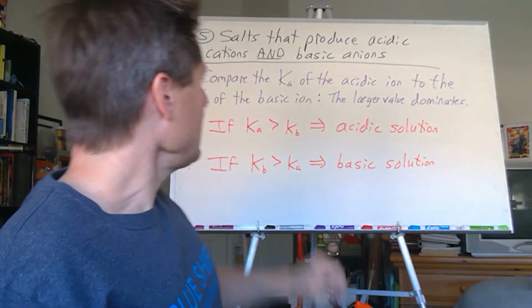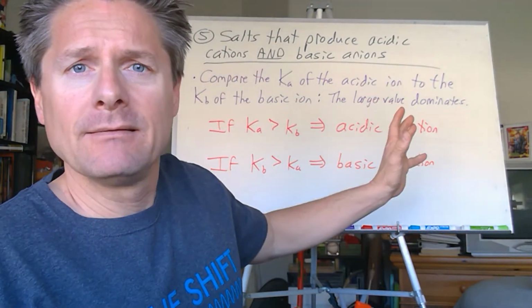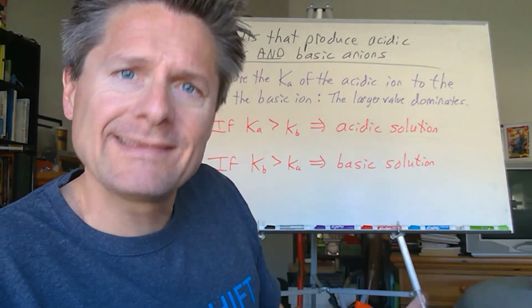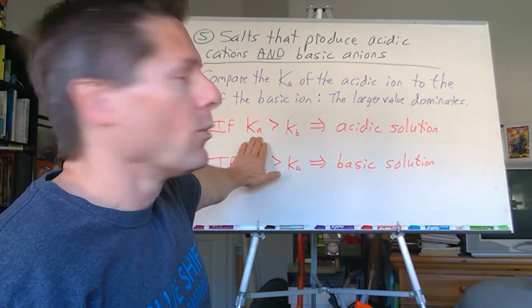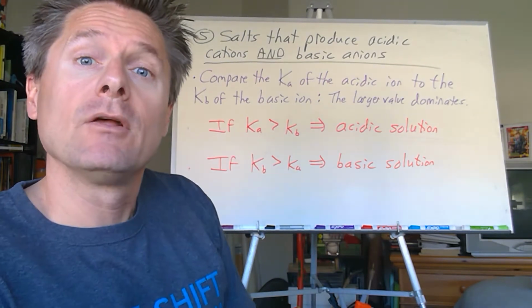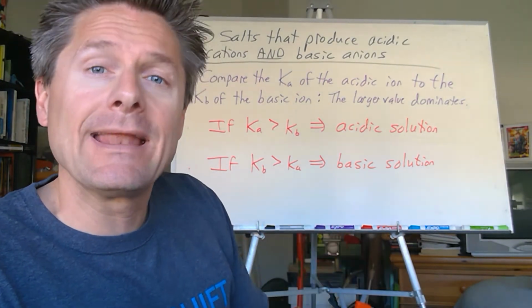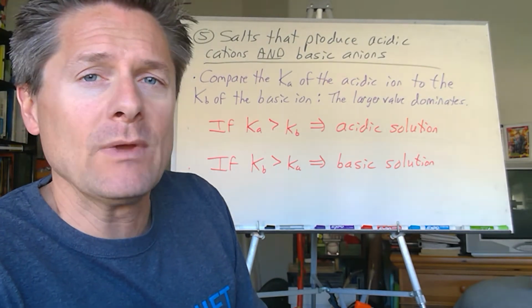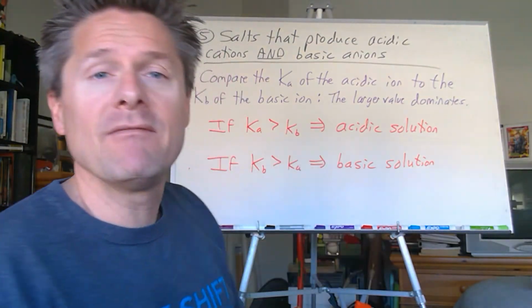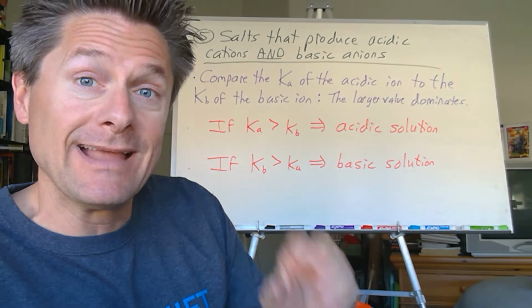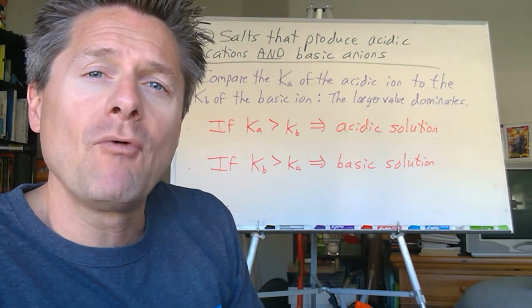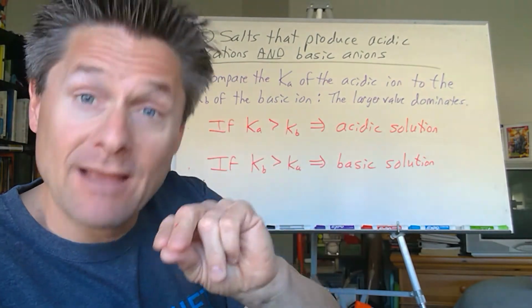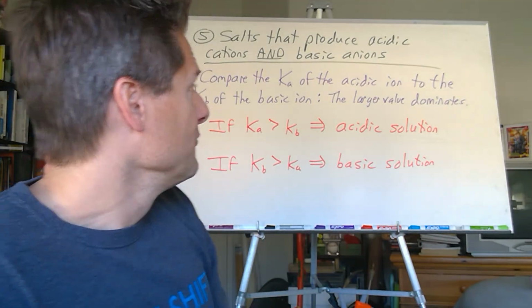Look at the cation. What's its acidity? If it's weak, which it will be, we're going to look up its Ka value. Look at the anion. Look at its ability to act as a weak base. Look up its Kb value. Again, if it's on the Ka-Kb table, great. If it's not, use that trick we had before where Kw equals Ka times Kb.